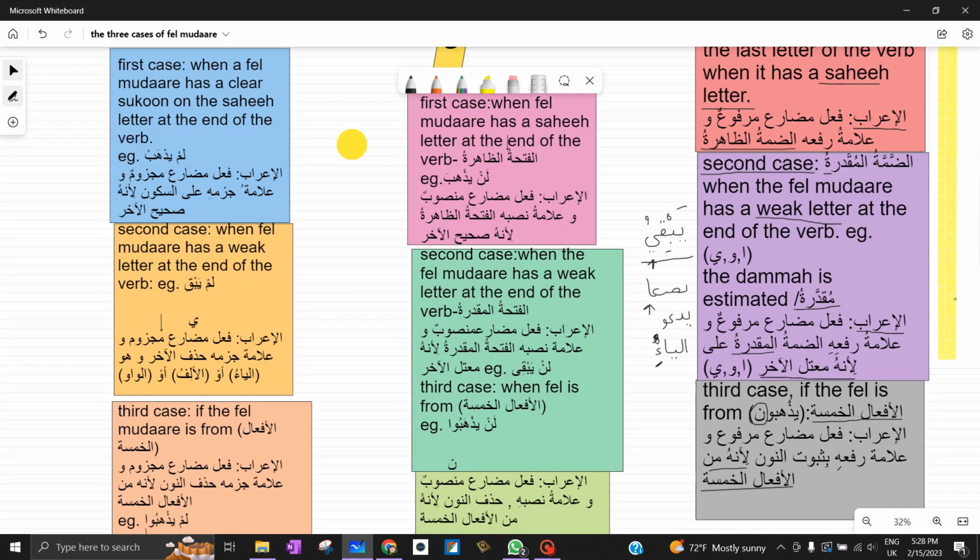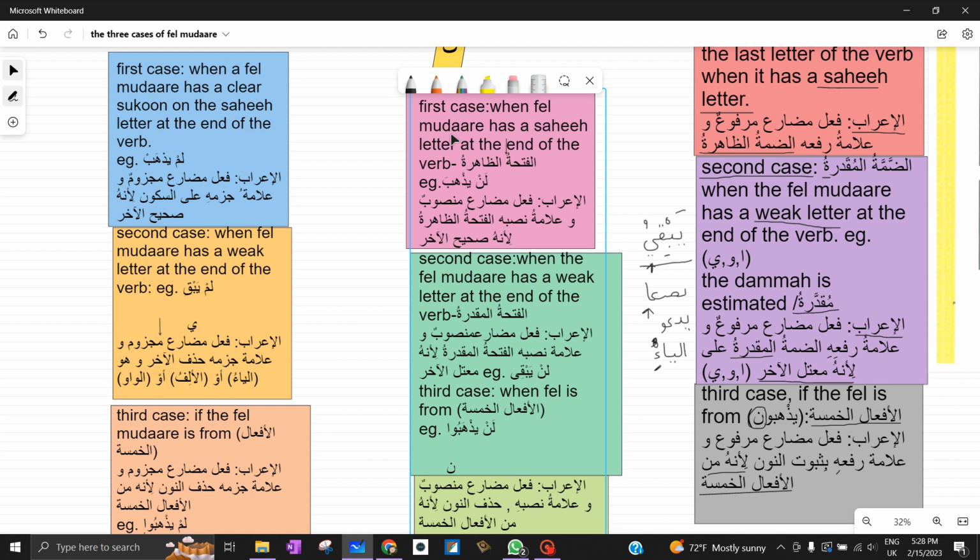Now we come to mansoob case. Fail mudare mansoob case. There are also three cases in mansoob, three ways of doing the i'rab. First of all, we will do the first case when the fail mudare has a sahih letter at the end of the verb. That means al-fathatu az-zahira. For example, I have given lan yadhhaba. As you can see, there is a fatha at the last letter.